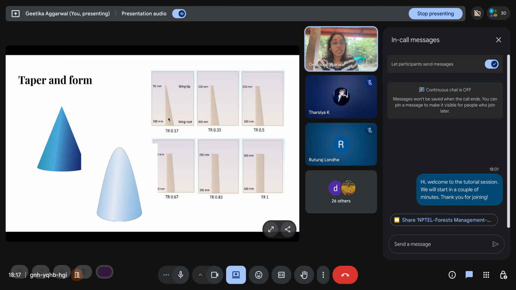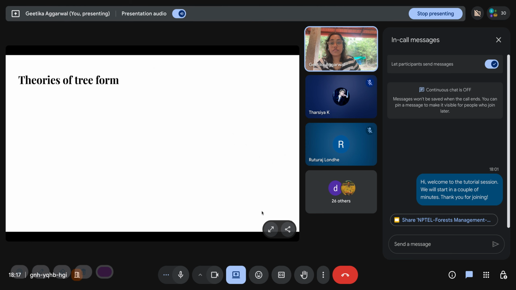Here we have these six different forms. With TR1, there's no decrease in diameter. Then with 0.83, some decrease in diameter. Then it decreases more and more and more. And as it becomes more conical, there's a sharp decrease. Okay. So as the value of the taper decreases, the difference sharply decreases, at least in these images.